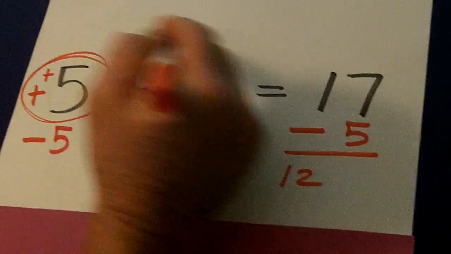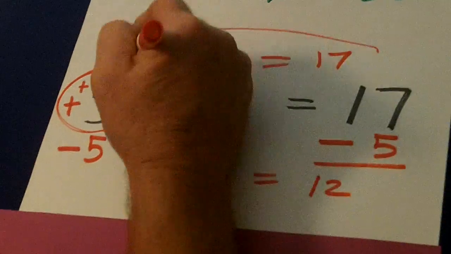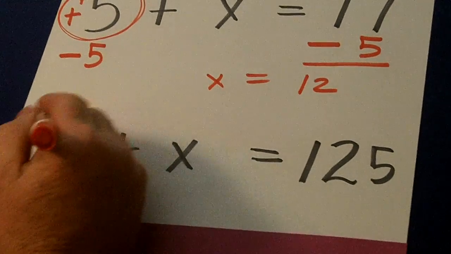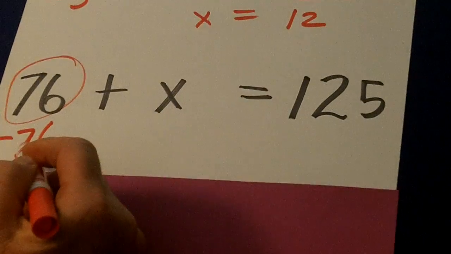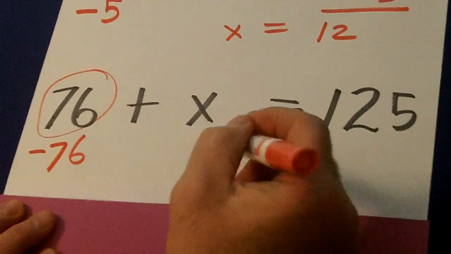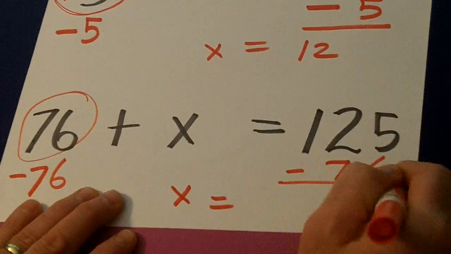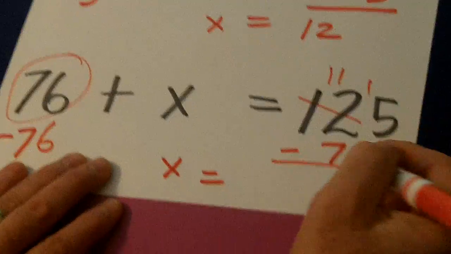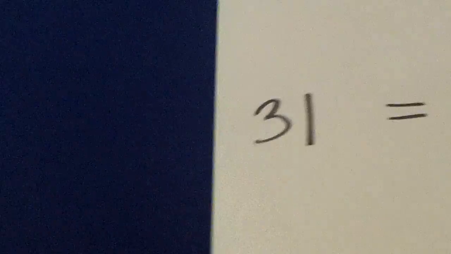Now let's check that. What is 5 plus 12? 17. Ta-da, it works. Okay, let's take a bigger number. How do we get rid of that? Subtract 76. What's 76 minus 76? 0. 0 plus x is x. Now, we have to subtract 76. We got to borrow. 11 minus 7 is 4. X is 49. Okay? Last sheet.